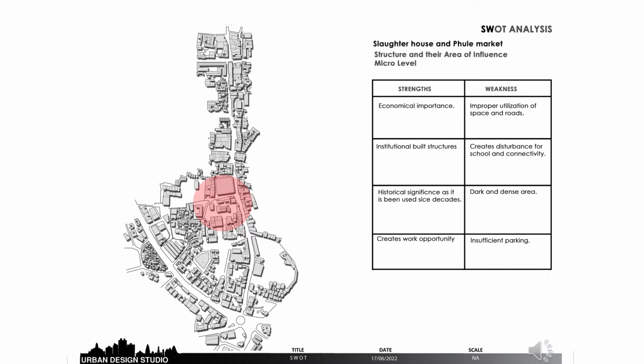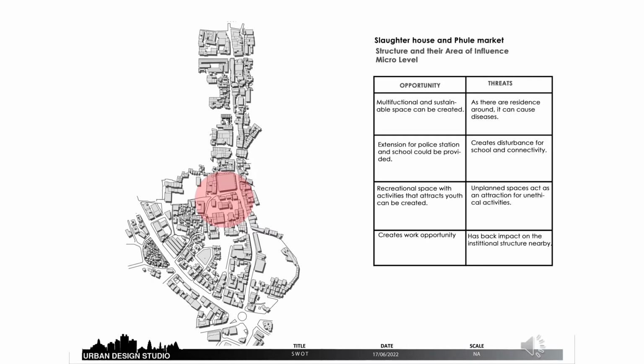creates disturbance for school and connectivity. Dark and dense areas, it has insufficient parking. Opportunities to work on that area: multifunctional and sustainable space can be created. Extension of police station and school could be provided. Recreational space with activity that attracts youth can be created.